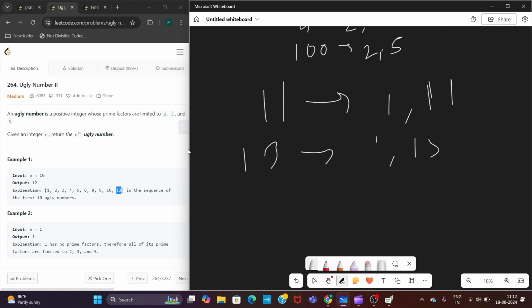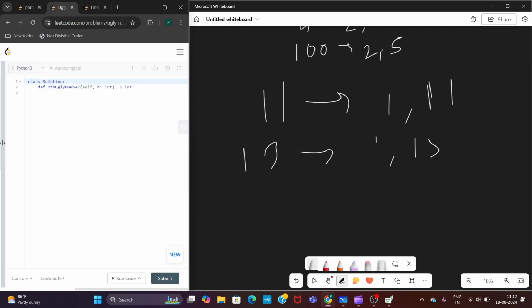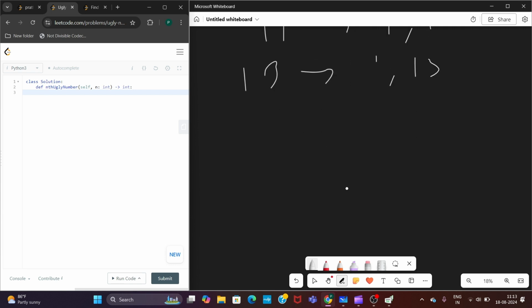Okay, so how can you solve this problem? How can you check whether the numbers are ugly or not? Basically, first of all I will write the code and explain the approach. I will explain the simple approach over here, then we will be solving the problem statement. So first of all, let's initialize my ugly number list.